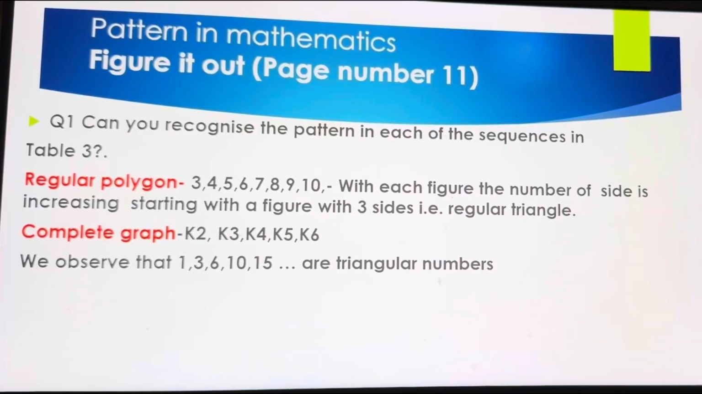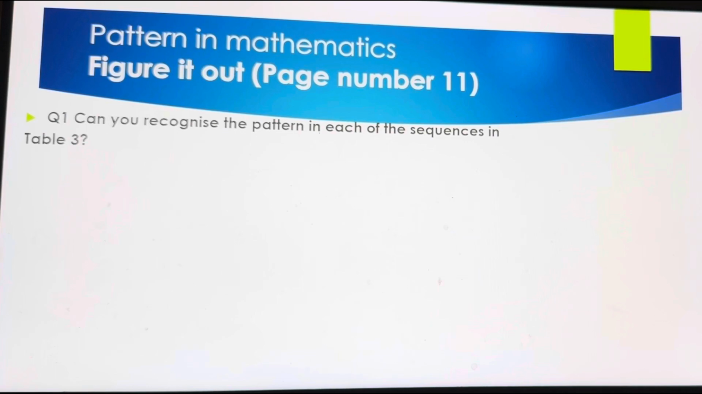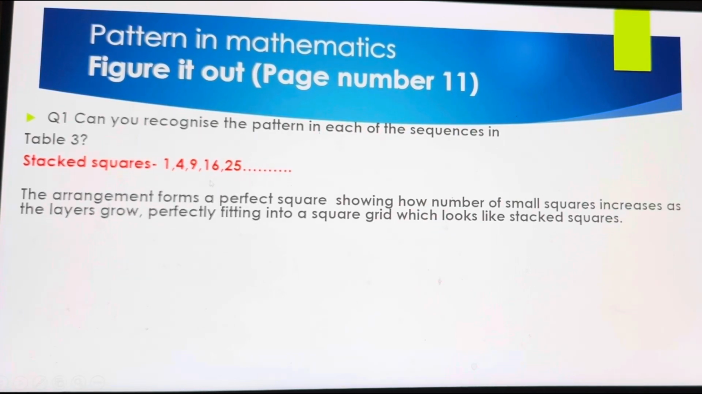So we just saw the complete graph series and we get the triangular numbers 1, 3, 6, 10 and 15, if we count the number of line segments which we get after joining the dots. Okay, let us see the next sequence. The third picture in the table, the shape sequence that was given, was of stacked squares. So if we count the stacked squares, then 1, 4, 9, 16, 25.